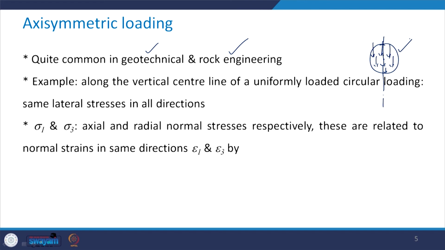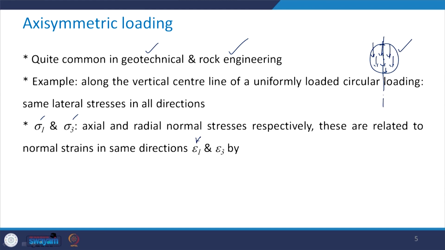Now this sigma 1 and sigma 3, these are the axial and radial normal stresses respectively. These are related to the corresponding normal strains epsilon 1 and epsilon 3. So, this epsilon 1 is the strain in which this axial stress is acting, and epsilon 3 is the strain in the direction of sigma 3. So, let us see how these are related to each other. In this case you have the two components epsilon 1 and epsilon 3. One is axial, another one is radial.